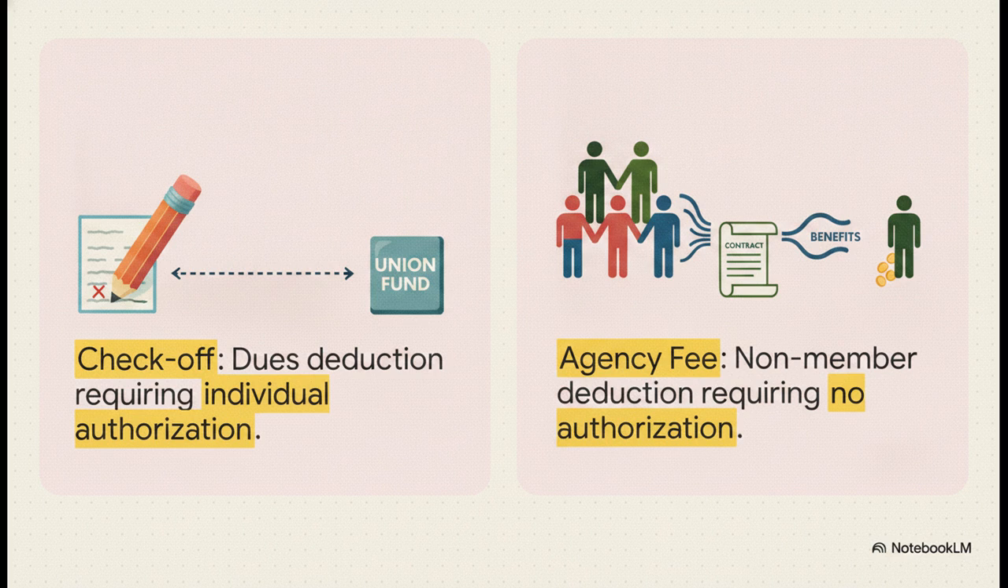A checkoff is the deduction of regular union dues directly from a union member's wages. This strictly requires individual written authorization from that specific worker. But then we have something called the agency fee. Let's say a worker chooses not to join the union, but they're still part of the bargaining unit. They still reap all the benefits of the union's hard negotiations, like better wages and benefits. So, to prevent a free rider scenario, the law allows an agency fee to be deducted from non-members. And importantly, because they are benefiting from the contract, this deduction does not require their individual written authorization.